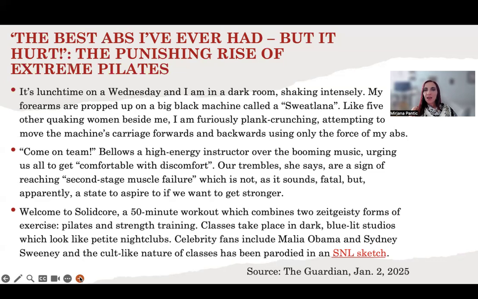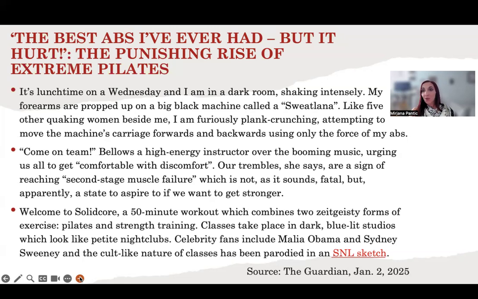Our trembles, she says, are a sign of reaching second stage muscle failure, which is not, as it sounds, fatal, but apparently a state to aspire to if we want to get stronger. Welcome to Solid Core, a 50-minute workout which combines and so on. So basically, from the third paragraph, you can see what she is referring to.